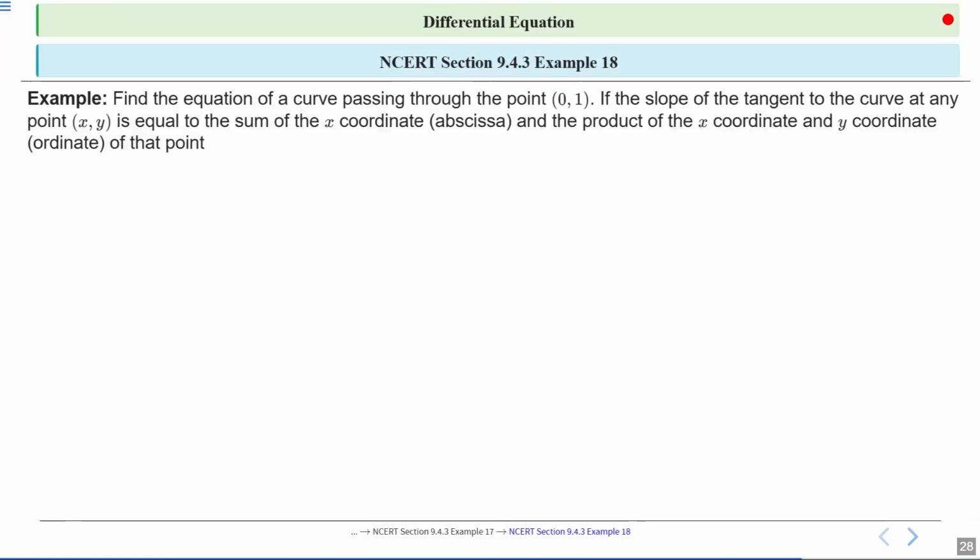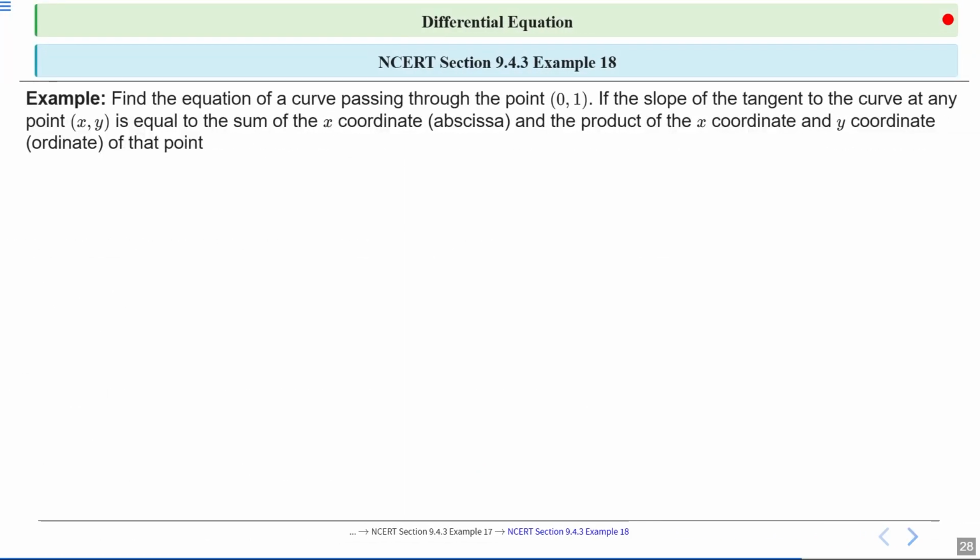Now example 18 is: Find the equation of a curve passing through the point (0, 1) if the slope of the tangent to the curve at any point (x, y) is equal to the sum of the x coordinate and the product of the x coordinate and y coordinate of that point.